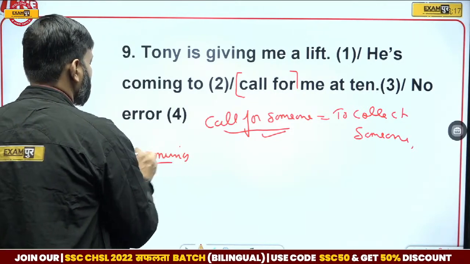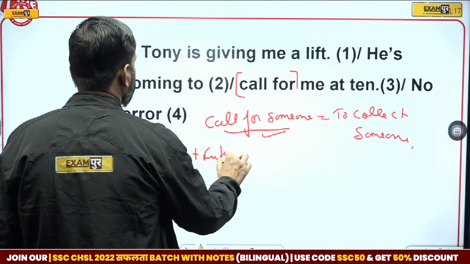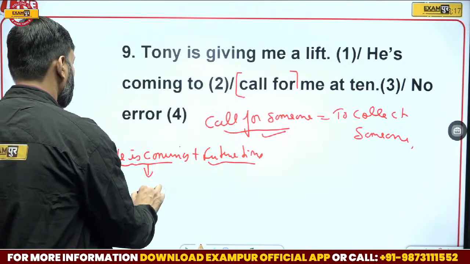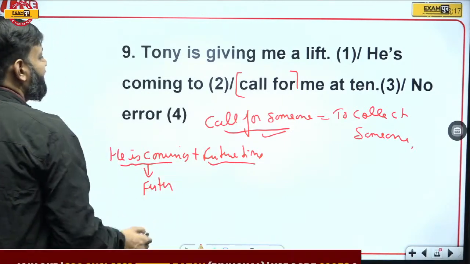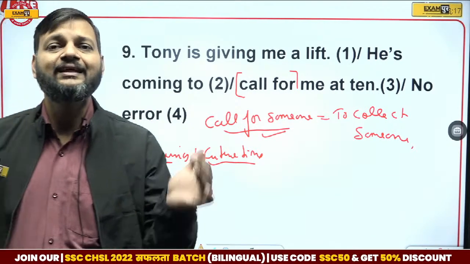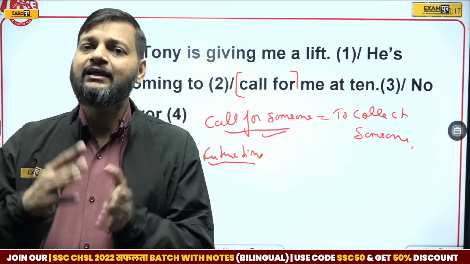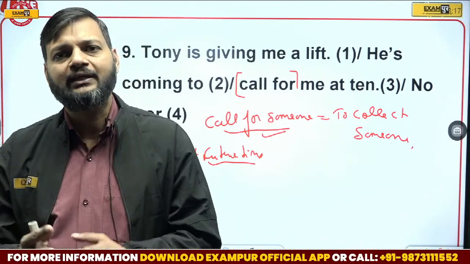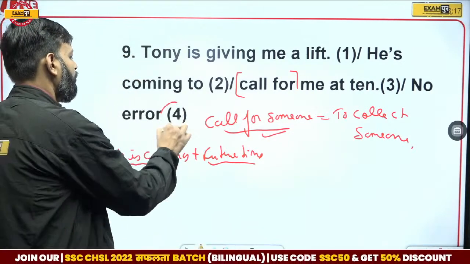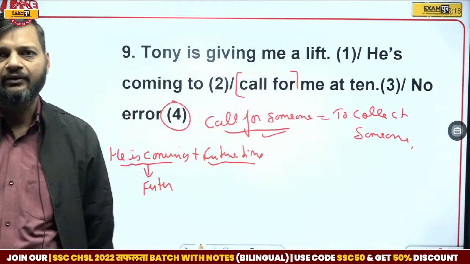Although this sentence is in present continuous, when present continuous is followed by future time, it also denotes future. So if he is coming to call for me at 10, it also means that he will come to call for me at 10. So he is coming at 10, he will come at 10, and he will be coming at 10. All three sentences have the same meaning. So basically this sentence has no error, absolutely no error.